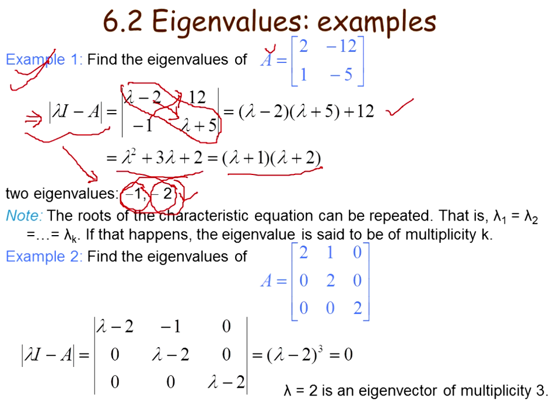This is example number 2. Find the eigenvalues of the given triangular matrix. As I know, I have to write the characteristic equation. Then after the characteristic equation, we write this, and this is the eigenvalue.